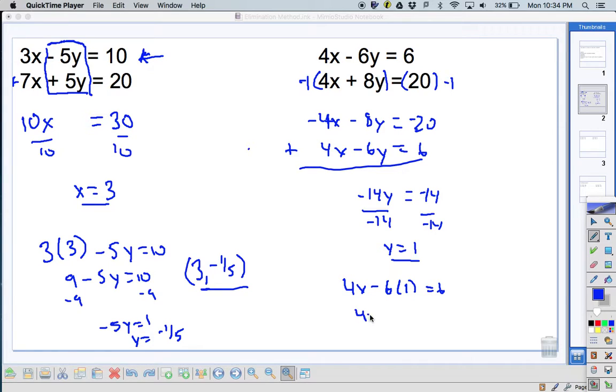So I got 4x minus 6 equals 6. We're going to add 6 to both sides. So 4x ends up being 12. Dividing both sides by 4, x ends up being 3. So we got x is 3, y is 1, so our point is (3, 1).